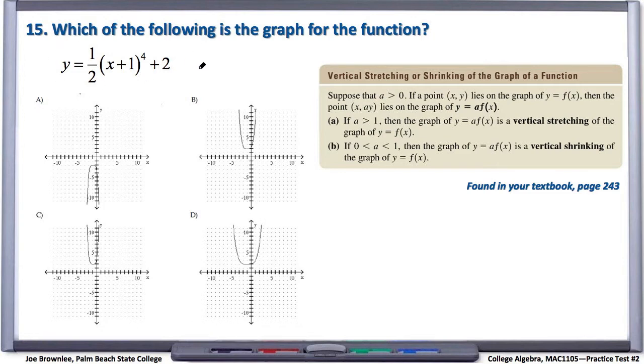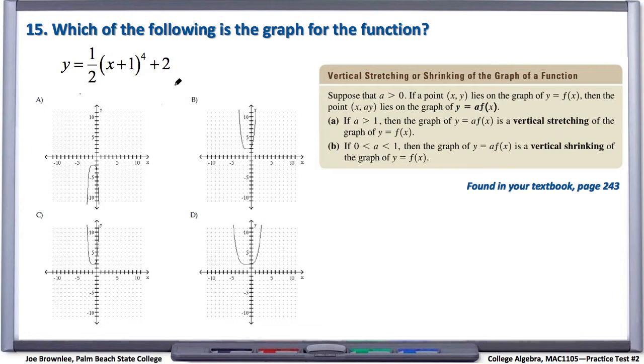And so we're going to use our knowledge of vertical translations and horizontal translations, and we're going to talk quickly about something new that we haven't looked at on this practice test yet, and that is the idea of a vertical shrink or a vertical stretch, depending on what's happening with the coefficient out front here.